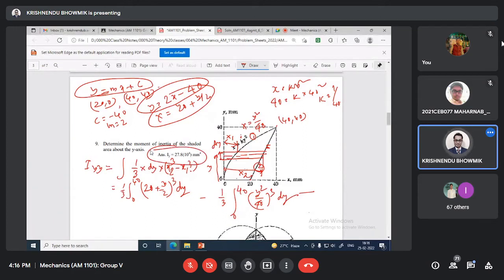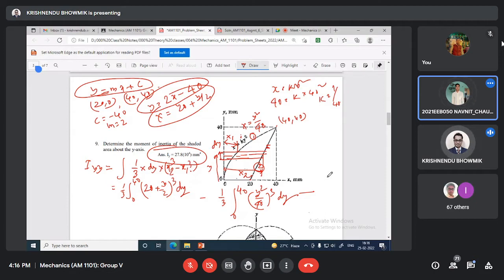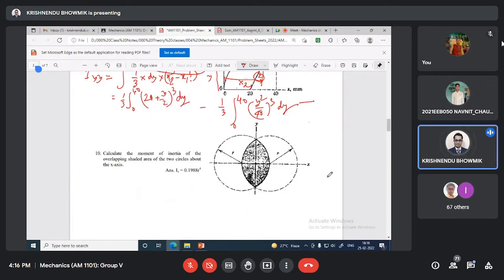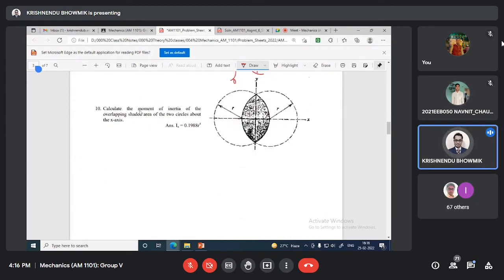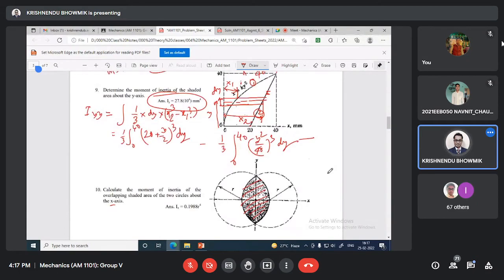Is it okay now? Problem 9, yes, sir. Now 10. Calculate the moment of inertia of the overlapping shaded area. This is the overlapping shaded area of the two circles about the x-axis. Ixx we have to calculate.